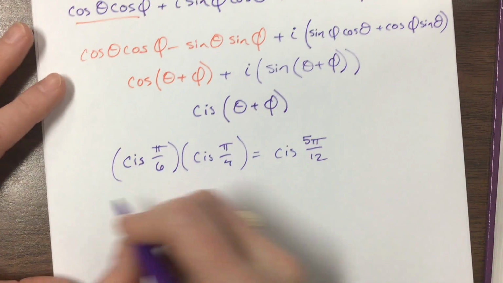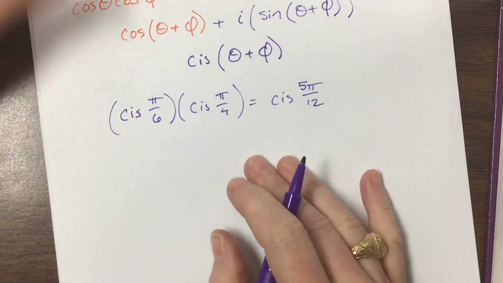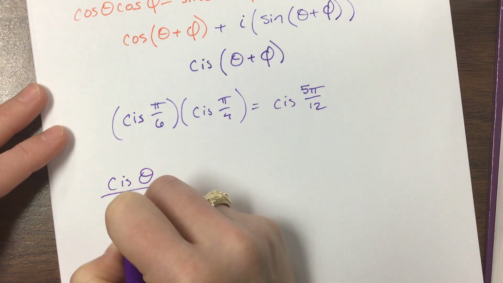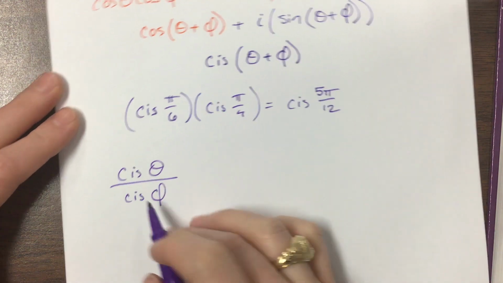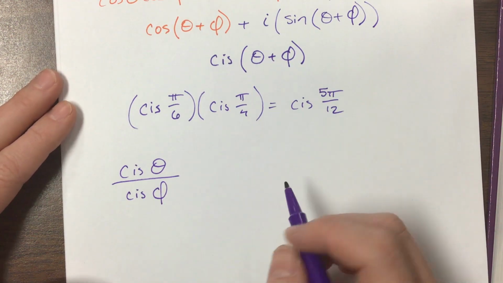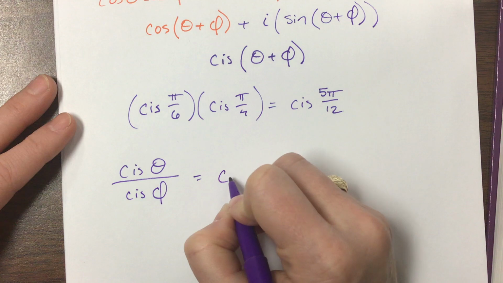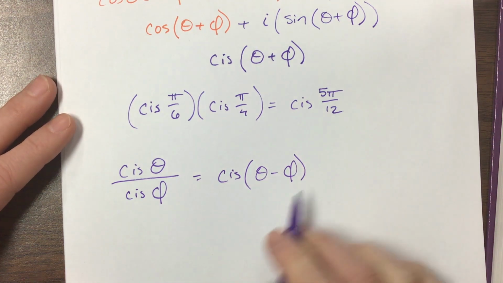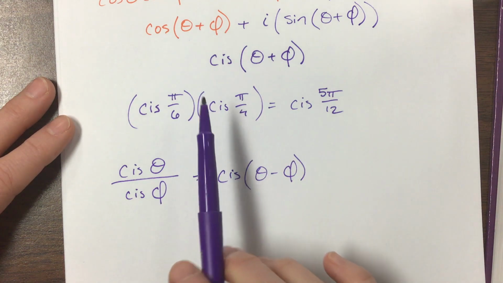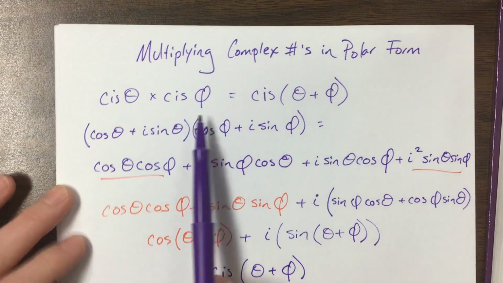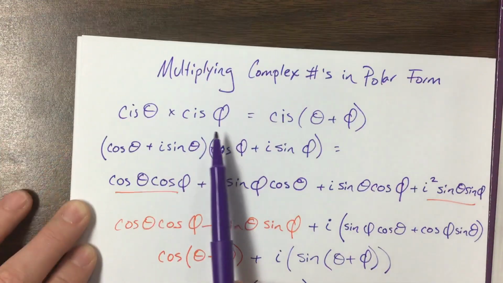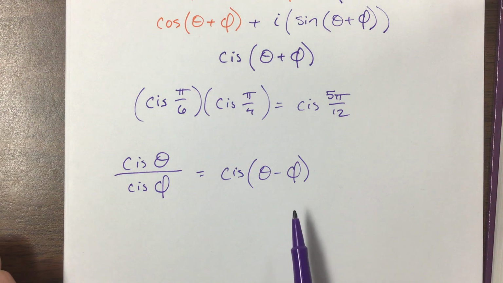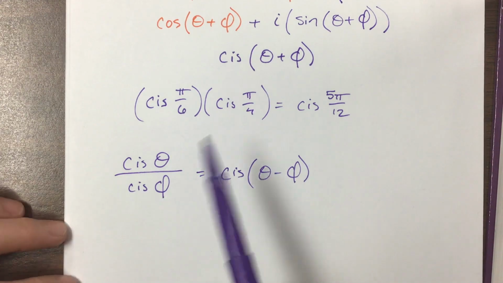What do you think we might be able to say if I extend this to cis of theta divided by cis of phi? If I'm dividing, this ends up working out in a similar way, where you can say that it's cis of theta minus phi. So instead of multiplying and adding the angles, you can divide and subtract them. I don't know that I'm going to do a proof of that, but there you go.